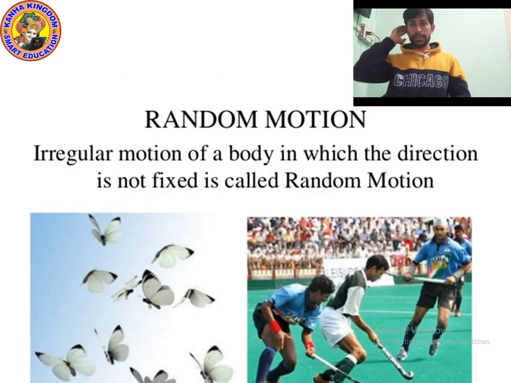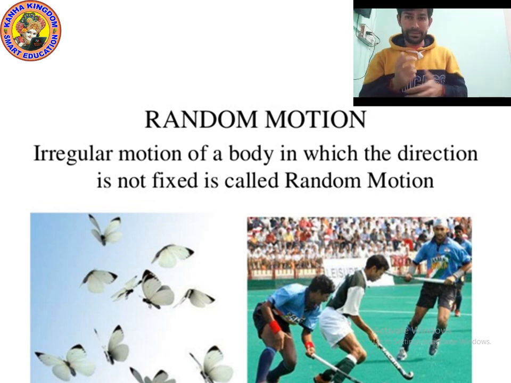Okay, now let's talk about a new motion which is called random motion. So what is random motion? The motion which is irregular, which is happening irregularly. No regular motion is happening in any object or body, and the direction is also not fixed. So irregular motion of a body in which the direction is not fixed is called random motion.